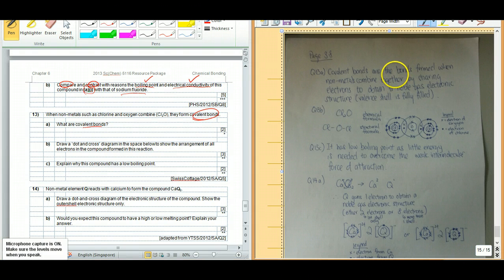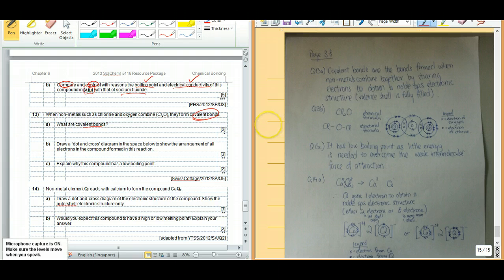So covalent bonds, obviously you're talking about the bonds here. They are bonds formed when non-metals combine together. What do they do? They share electrons. And why do they share? So that they can obtain a noble gas electronic structure. And what is it? It is when the valence shell is fully filled. So you can see this is a very comprehensive definition for what a covalent bond is.